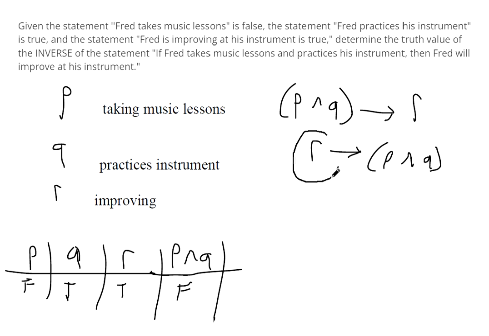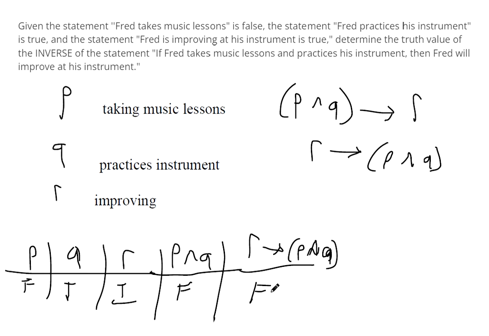So does a true statement imply a false statement with conditionals? If the first part of the conditional is true, then the second part has to be true, or else you got to mark it false. So we just came to the conclusion here. Determine the truth value of the inverse of the statement. R implies P and Q. That's supposed to be and. We just found out that that is false because R is true, but it implies something that is not true. P and Q is false. So this is a false statement.